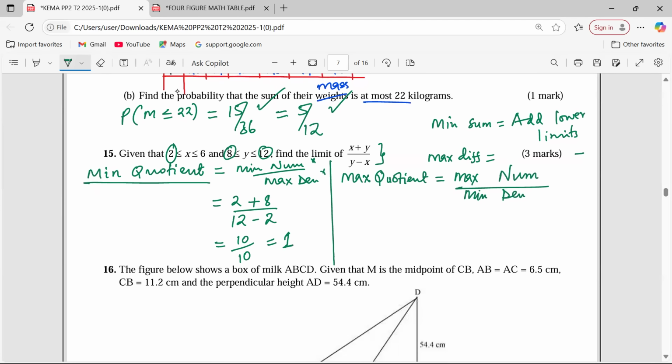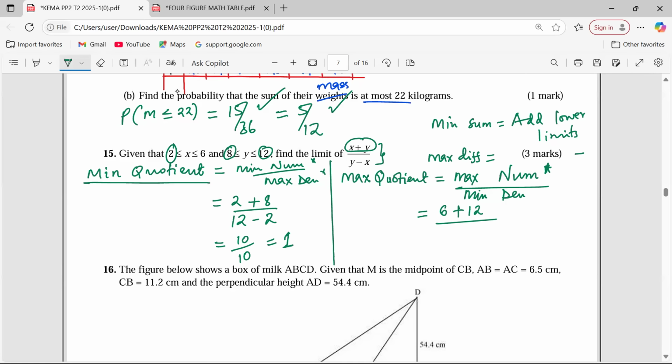So what will be the maximum numerator? Now, being a sum, I need to add all the upper limits for me to get the maximum sum on the numerator. So for me to get the maximum sum, I need to add upper limits, and that is 6 from x and 12 from y, divided by, for me to get the least denominator, which is a difference, I need the least difference.